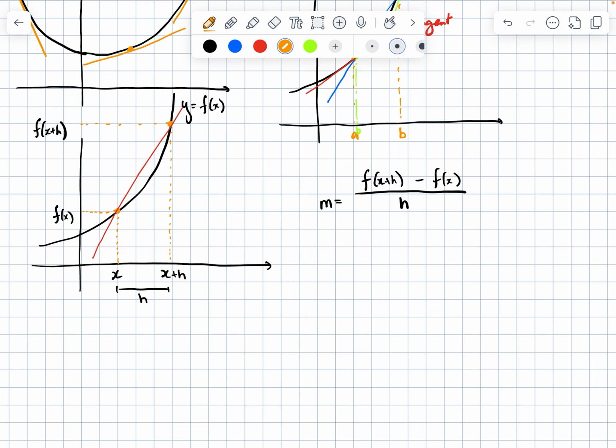And what we want to do is bring h so close to 0, so small, that this point here travels down our line until it reaches a point so infinitely close to x. We want to see what happens as h becomes really close to 0.